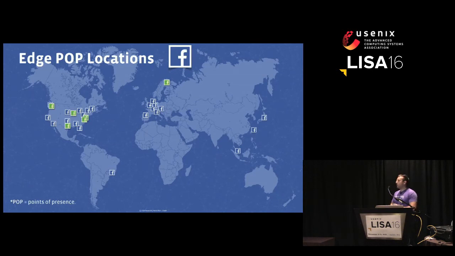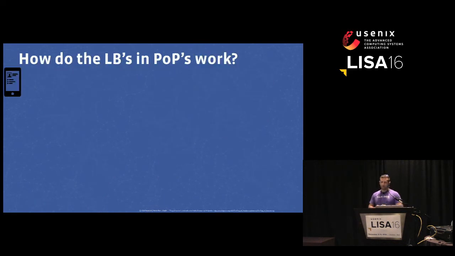We have many different edge POPs around the world, and we're trying to deploy as many as possible. But it's important to note that all of your TCP connections are going to be terminated at one of these POPs, one of these edge locations, and your request will be sent back to one of our data centers to actually be processed. So you might be asking, what does the load balancing look like in one of these POPs?